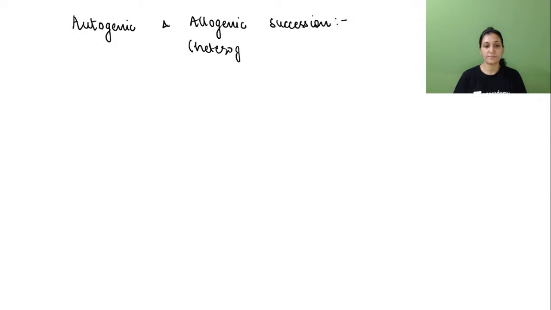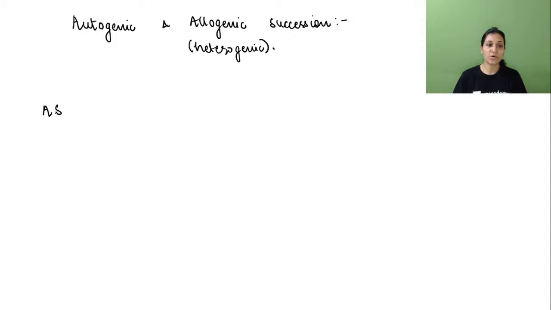Now coming to the second thing that we need to see in types of succession: autogenic and allogenic succession. Allogenic can also be called heterogenic.